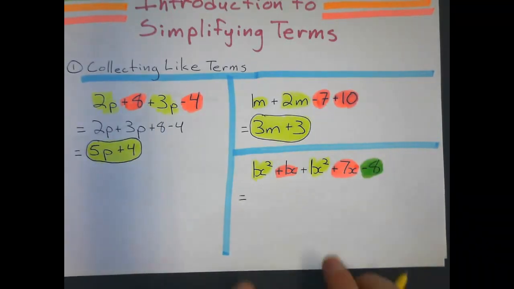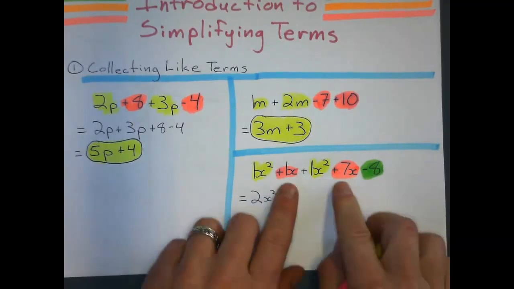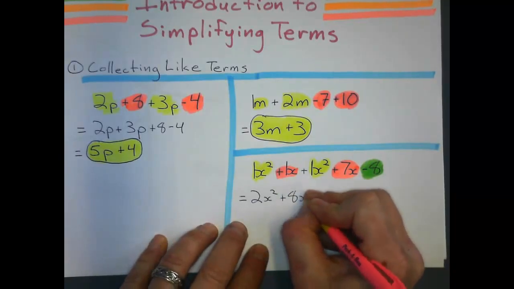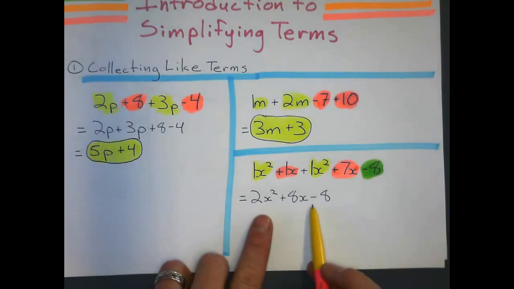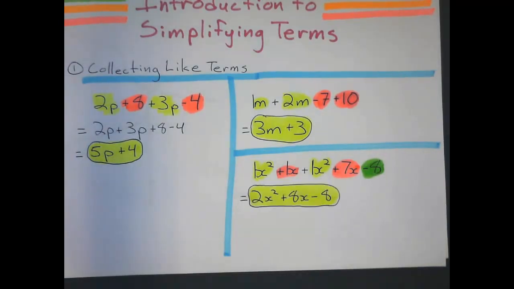Now I combine all the terms that are highlighted the same color. 1 plus 1 is 2. 1 plus 7 is 8. And finally, that minus 8 by himself. So I have an expression that's 3 terms, and it can't be simplified anymore.